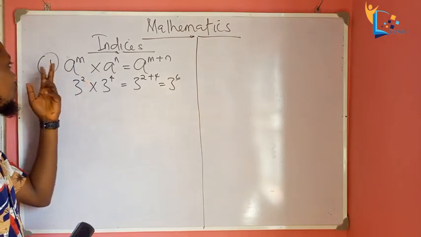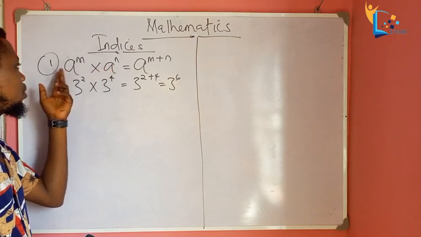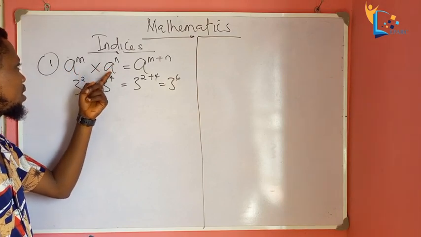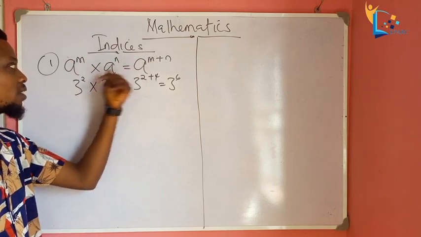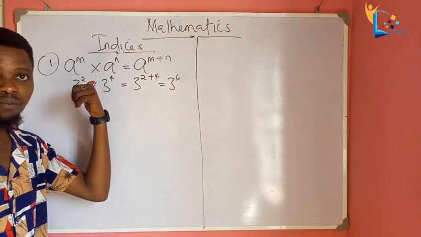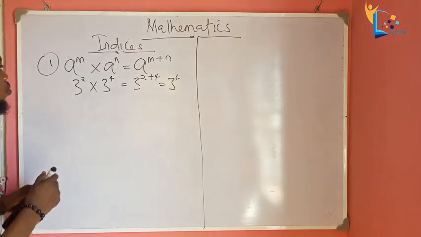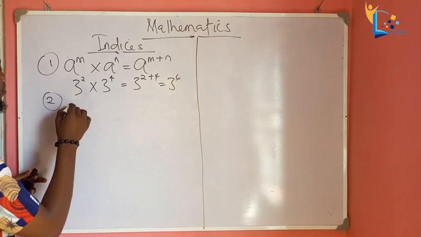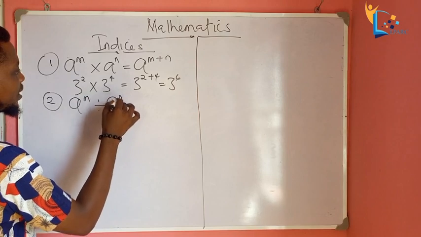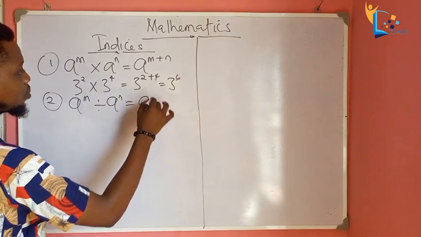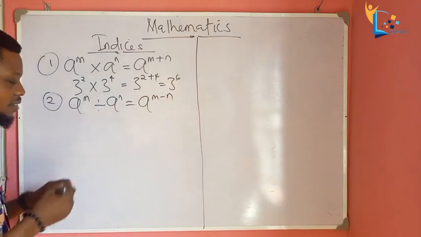So when you have a number, the base is the same, but the powers are different, you just bring one of the bases and add the powers when it's multiplication, okay? And number 2, we have if a raised to power m divided by a raised to power n is the same thing as saying a raised to power m minus n, okay?